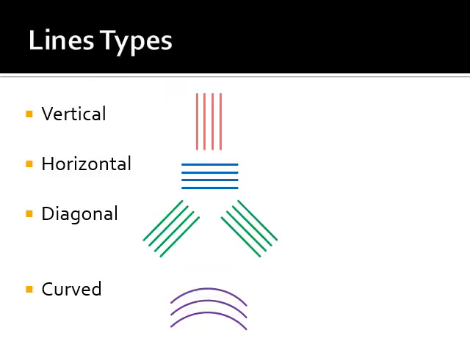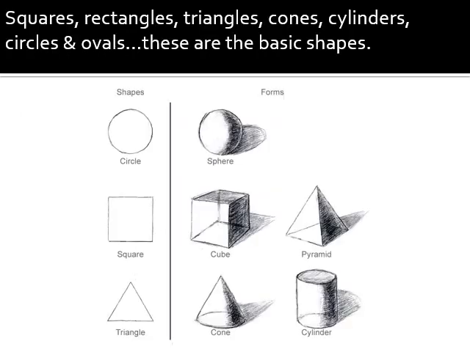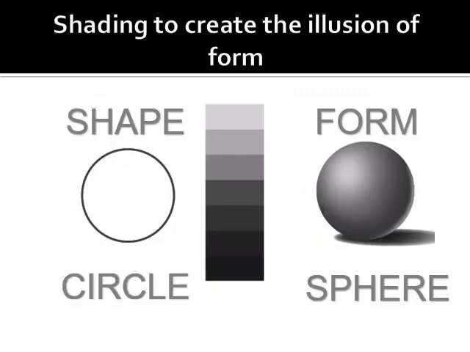All your sketches are going to be made up of 4 types of lines: vertical, horizontal, diagonal, or curved. And each of those lines will have 2 qualities: their width and their depth, or how dark they are. All your sketches can start out with basic shapes. Once you have your basic shapes, then you can start adding details to it. Shading helps to give it the illusion of form.